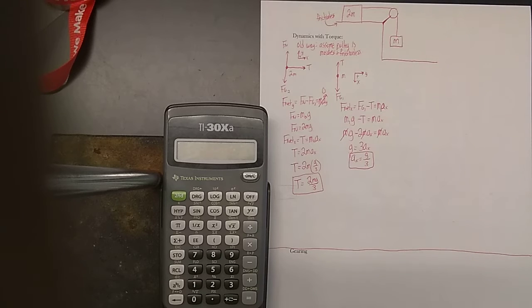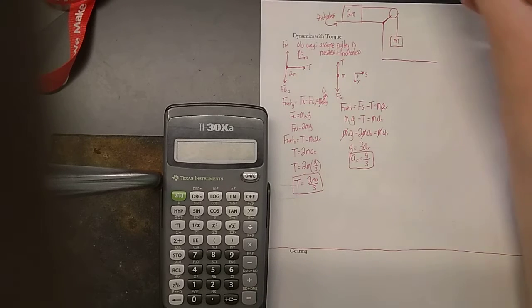Okay. In the last video, we looked at the old way, and I shouldn't really say the old way, but basically we assumed that the pulley was massless and frictionless. What if you can't assume that? Okay, so we got some answers for the acceleration of the system and the tension in the string. What if you can't assume that the pulley is massless?